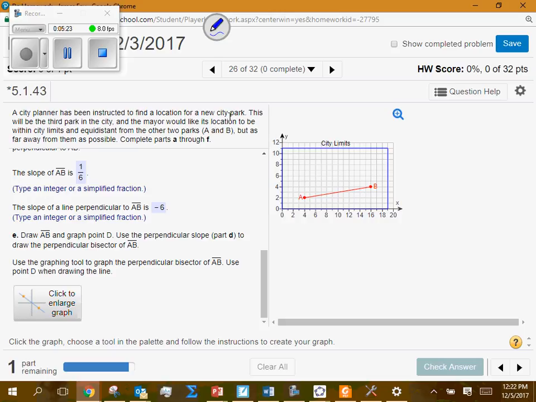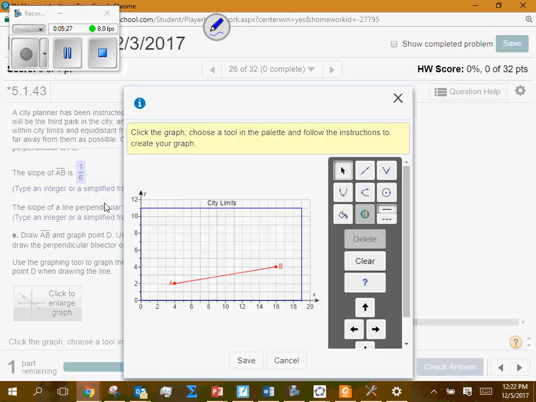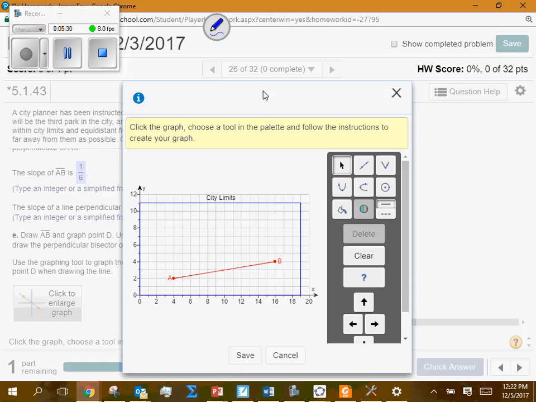Okay, now we just have to click on this click to enlarge graph tool, and it asks us to graph it. Now here's the thing, and this is one of the reasons why I'm trying to get you guys to use GeoGebra, is because when you're on the end of course exam and they ask you to graph something, you have never used that tool that they're asking you to graph with.